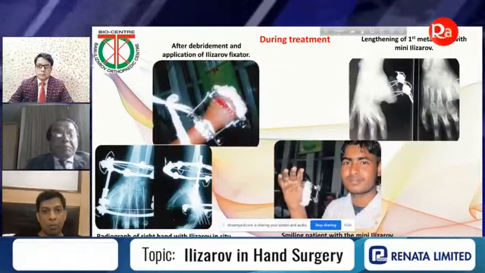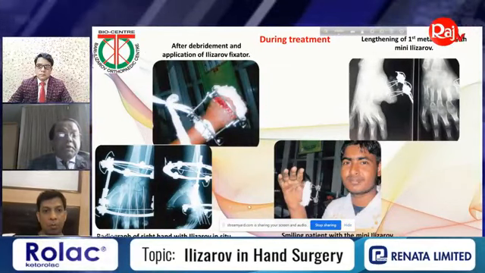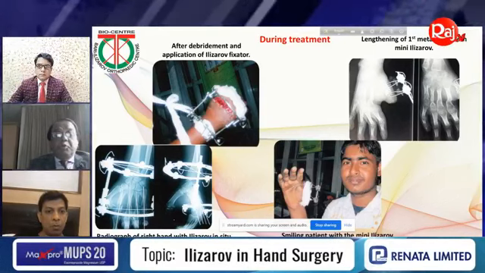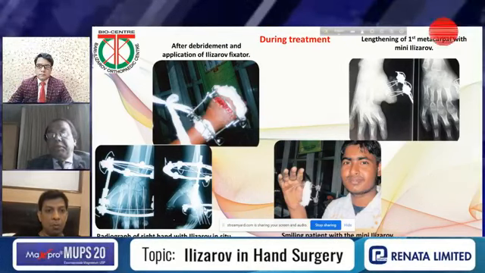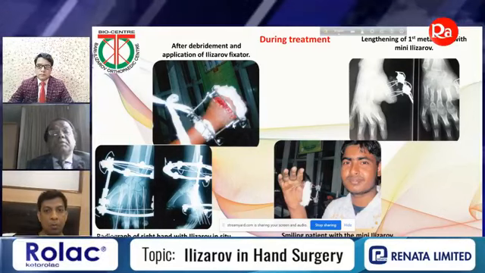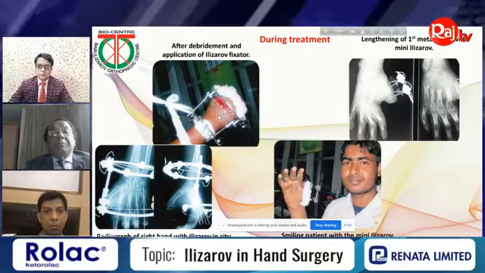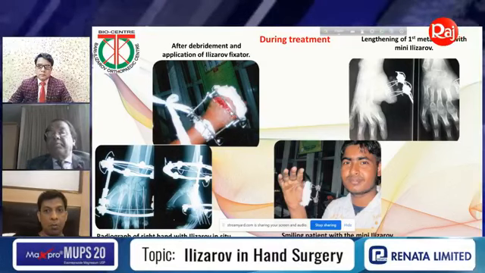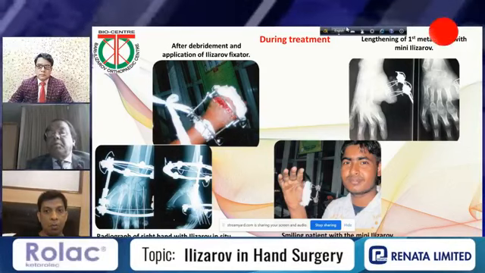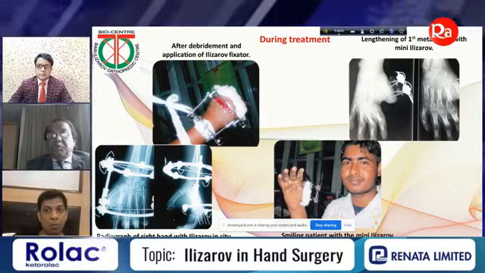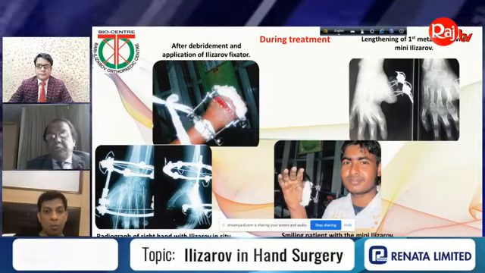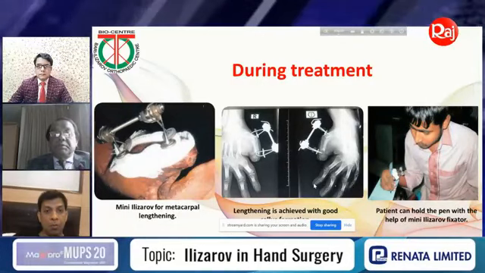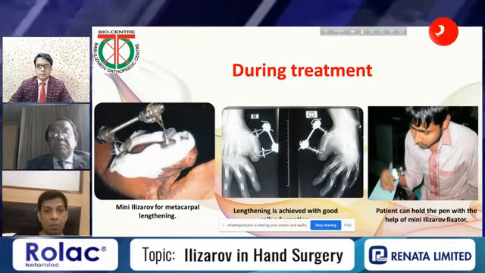Then I took the patient to the OT, put the K-wire with Ilizarov, one here and one bow here. And then gradually, sequentially, I have treated this one. Before that, I checked the vascularity of the hand. It was okay at that time. And then I have gone for lengthening of the thumb because the thumb was amputated when he came to my center. And then I have lengthened this one this way.